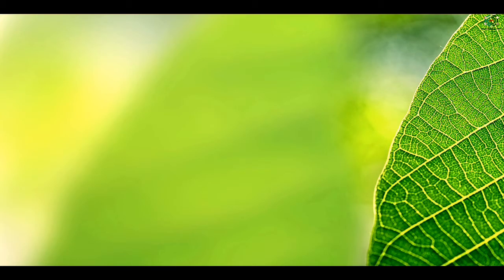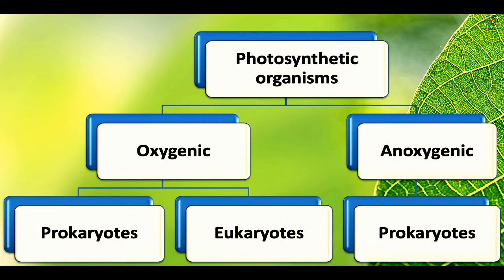Now see here, on the basis of generation of the oxygen during photosynthesis, the photosynthetic organism may be oxygenic or anoxygenic. So photosynthetic organisms are of two types, oxygenic and anoxygenic. Oxygenic photosynthetic organisms include both eukaryotes as well as prokaryotes. If we talk about the oxygenic prokaryotes, these are the cyanobacteria, and if we talk about the eukaryotes, these are plants and the photosynthetic protists. And in case of anoxygenic, here you can see only prokaryotes, which are the green and purple photosynthetic bacteria.